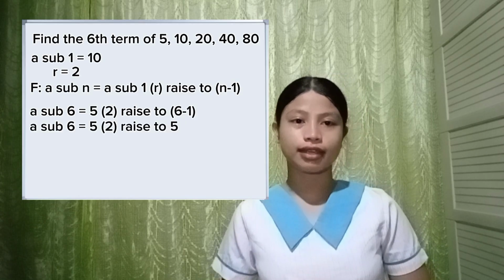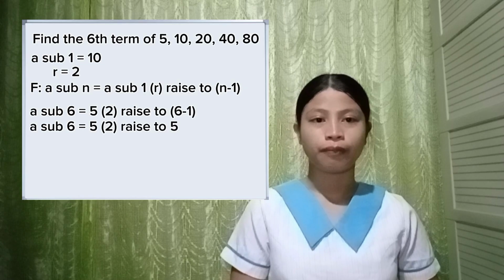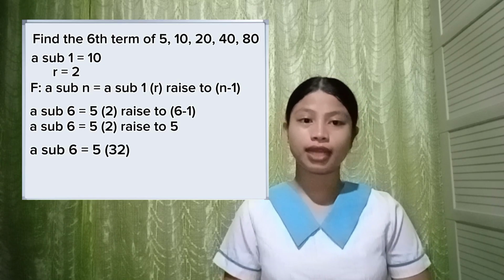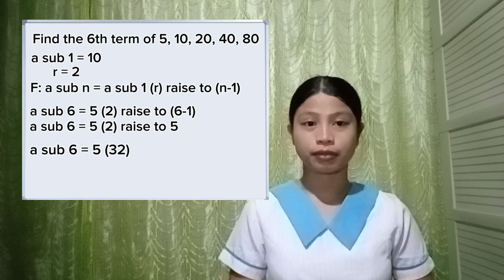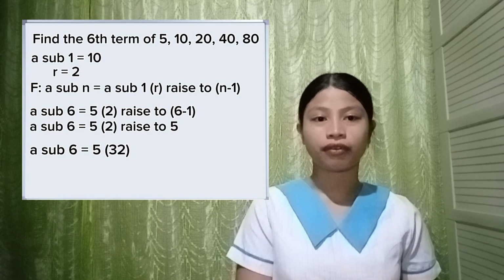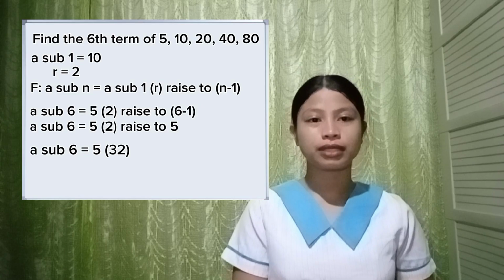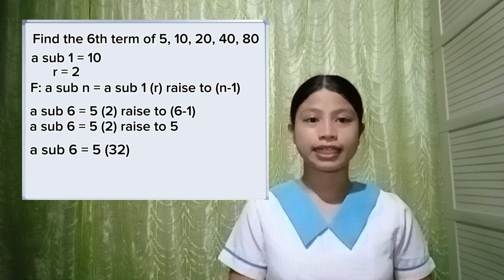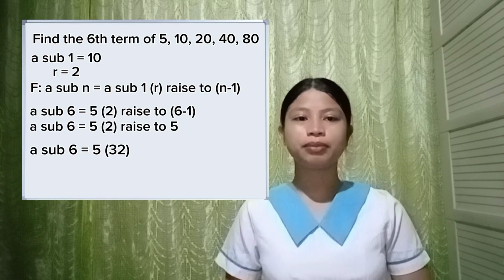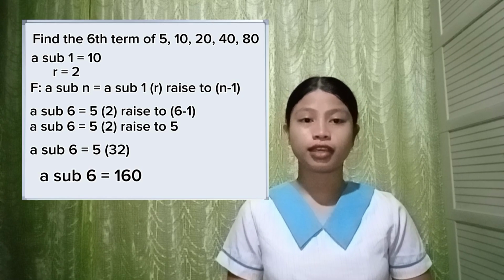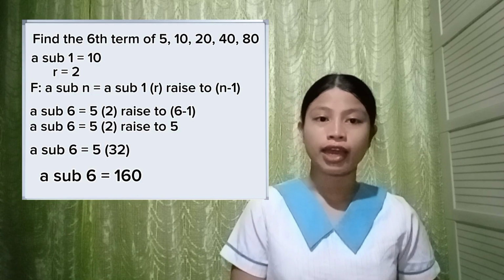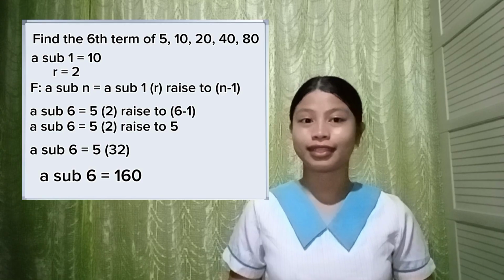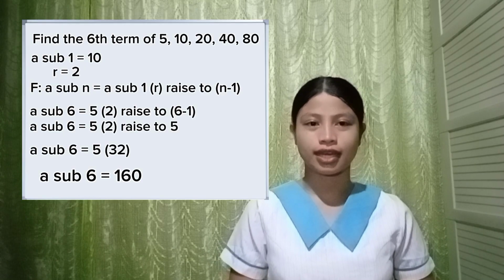So a sub 6 is equal to 5 times 2 raised to 6 minus 1, which is equal to 5. Next, a sub 6 is equal to 5 times 2 raised to 5, which is 32. So, a sub 6 is equal to 5 times 32, which is equal to 160. So, our sixth term in this sequence is 160.